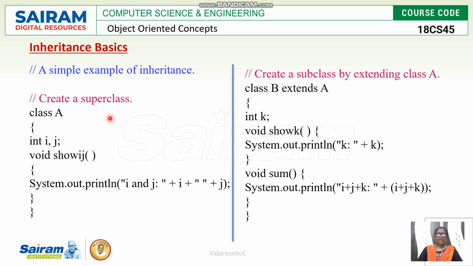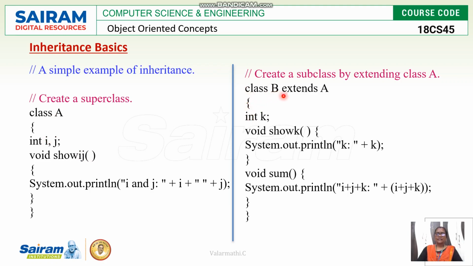Here the first one is class A. According to this example, class A is considered the superclass. Two instance variables, i and j, are declared as integers, and one method is defined, showij, which prints the values of i and j. First the i value is printed and then the j value. So in the superclass there are two member variables and one method.